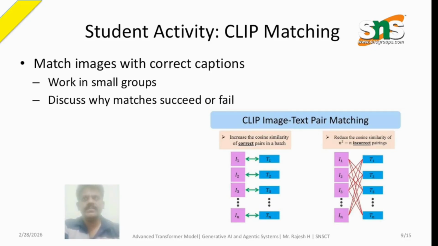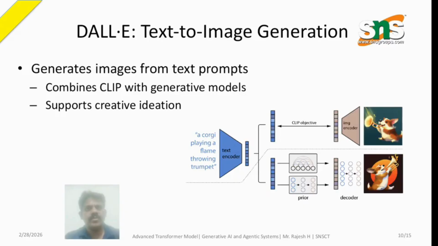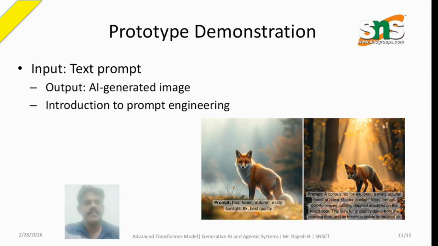And let's take DALL-E, the text to image generation. Here the image is being generated with CLIP support, and an example given is a corgi playing a flame throwing trumpet. At the time of encoding, the image encoder makes the image keeping the trumpet on the left side and the corgi dog on the right side. After it is decoded, the corgi image is on the left side and the trumpet is on the right side. So in this example, we see how the image is being integrated with the text and the image.